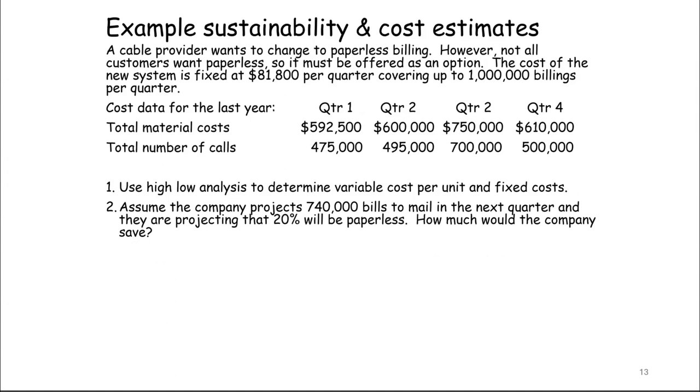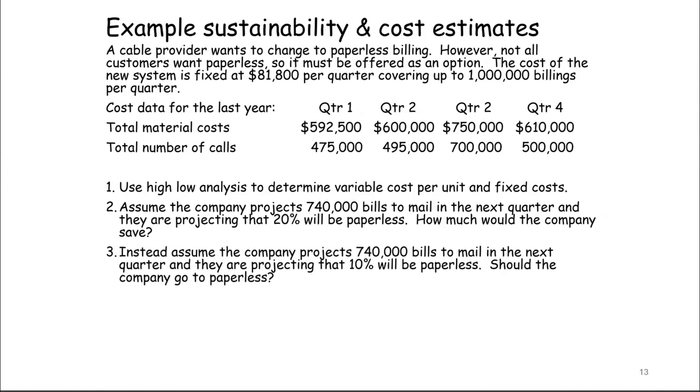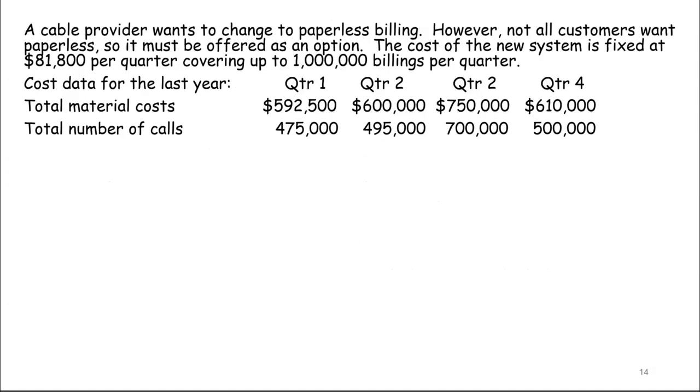Then we're going to assume they project 740,000 billings to mail in the quarter, and that 20% of those will be paperless. What if, instead, they assume that of those 740,000 billings, only 10% are paperless? What effect is that going to have on the bottom line?